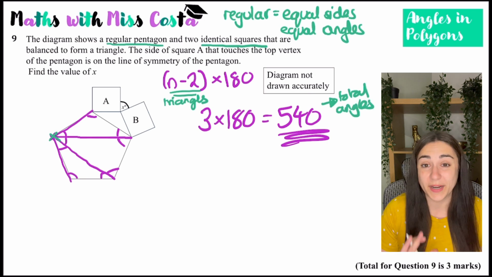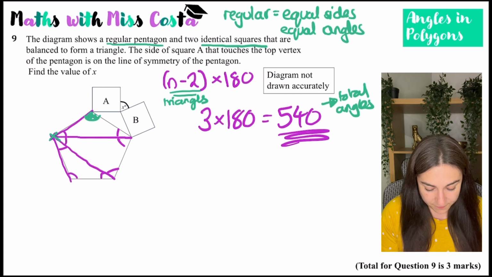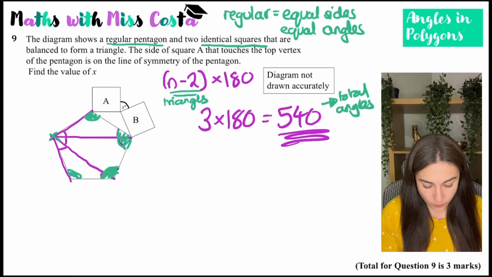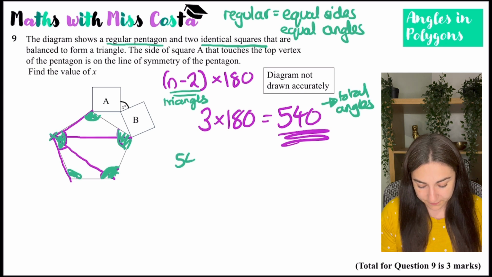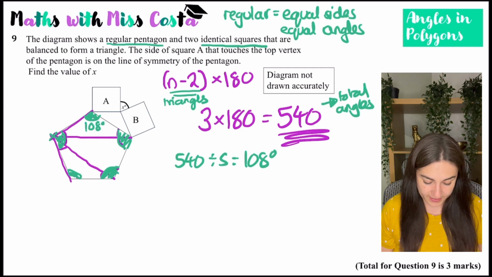Now, I've been told it's a regular pentagon, which means all angles are equal. So therefore, if all angles are equal, and there are 5 of them, all I need to do to work out one is 540 divided by 5, which is 108 degrees. So I know this angle here is 108 degrees.